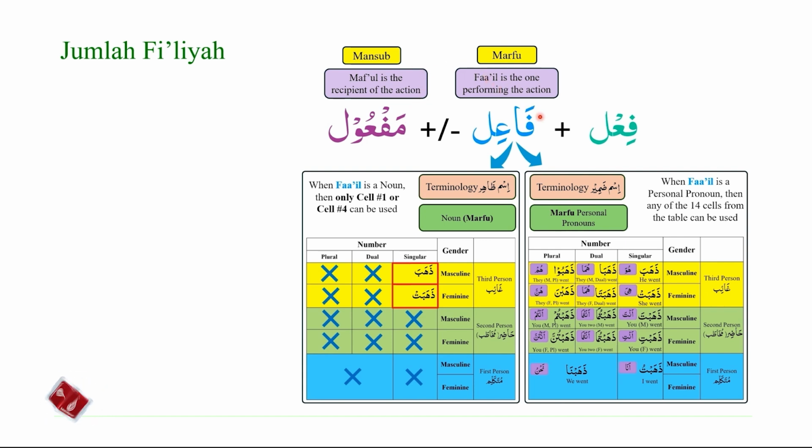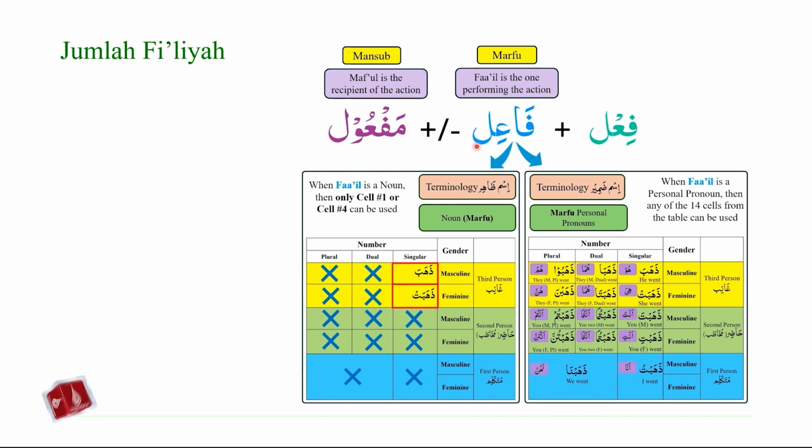We previously studied that Fa'il can either be a marfu personal pronoun or Fa'il can be shown as a noun. If Fa'il is shown as a noun, then we can only use cell number 1 and cell number 4 from our table of Jumlah Faa'iliyah to make the Jumlah Faa'iliyah. If Fa'il is a marfu personal pronoun, then we have the entire table to use. So we have 14 different options to pick from to make our Jumlah Faa'iliyah.